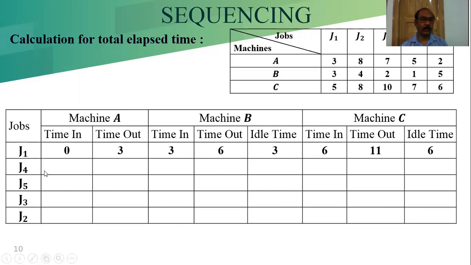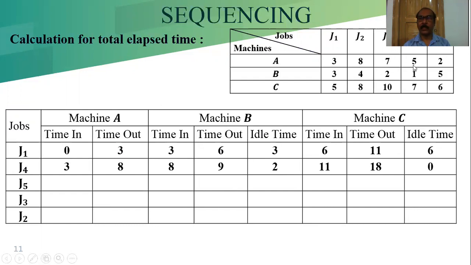Now we calculate the time in and time out for job J4 for machines A, B and C. As soon as job 1 completes on machine A, we can start, because job 1 completes on machine B in the 6th hour. So we can easily start job 4 on machine A in the 3rd hour.